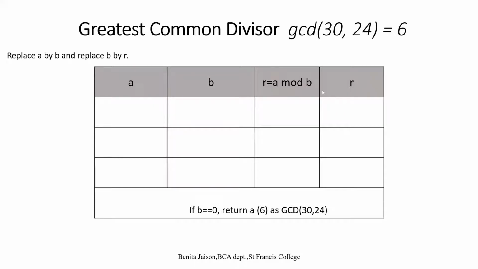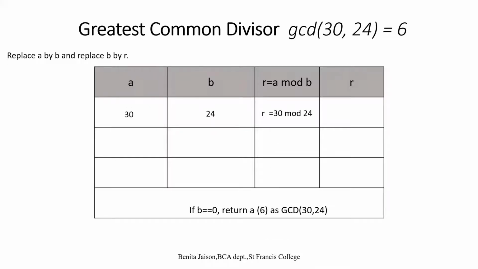R means remainder. So I'm using a variable called R. In this column, I'm just denoting A mod B, and in the next column, I'm indicating R. Got it? So here in this table, we will be writing down the values of A and B. That is our first step. So A is 30 and B is 24. In the next column, we are going to find A mod B. That means 30 mod 24, right?